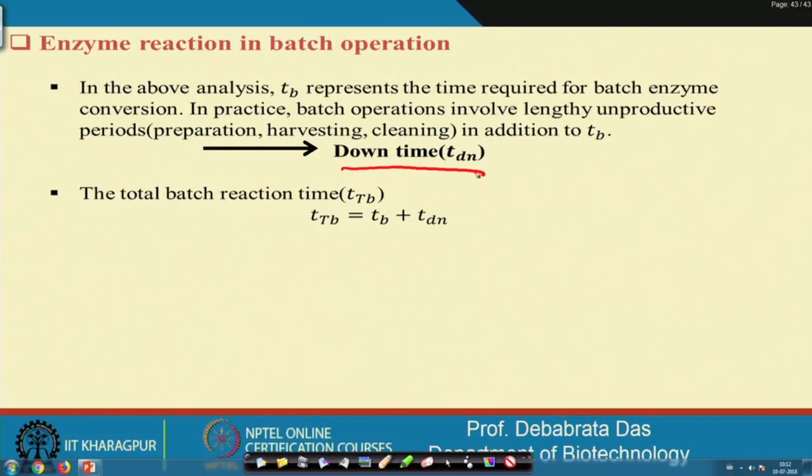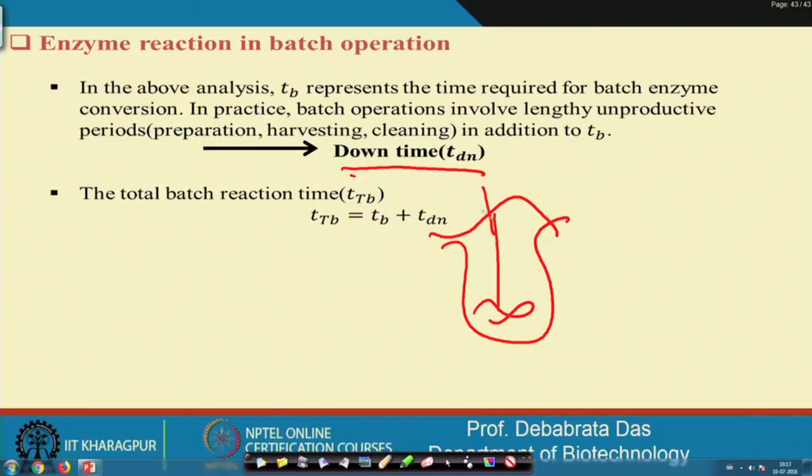there is an important thing that comes into the picture, called downtime. Suppose this is the batch, am I right? This is the batch and this is the fermenter, and you carry out the fermentation. After the fermentation is over, you have to take out the material. Again, you have to clean the vessel and refill the substrate here, am I right? For that, you require some time, and this time we consider as the downtime.